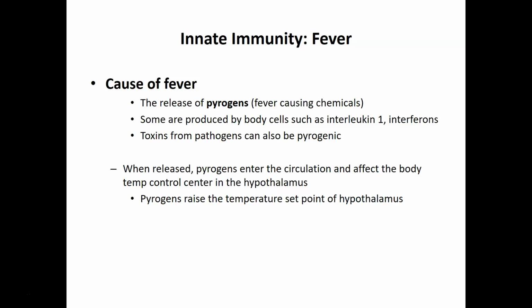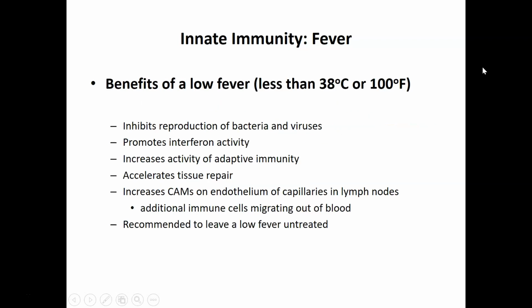A pyrogen will cause the hypothalamus to reset body temperature at a higher temperature. Now, if you have a relatively low fever, in the range of 37 to 38 degrees, or 98.6 to 100 degrees, so this is an elevation of temperature, maybe not technically called a fever, but a slight elevation in temperature, this is considered to be beneficial for all of these reasons.